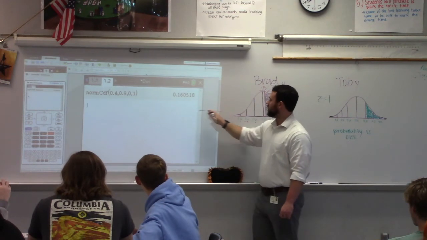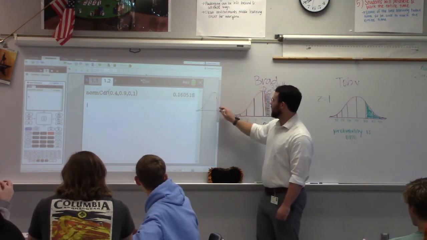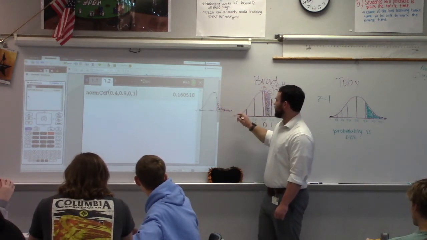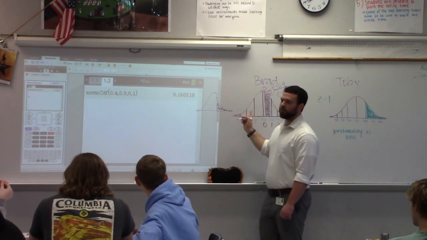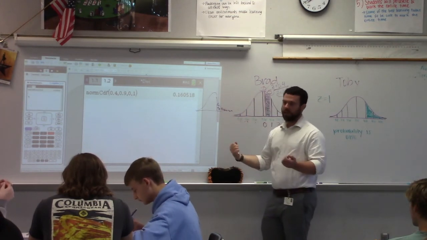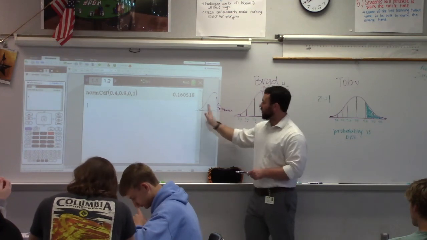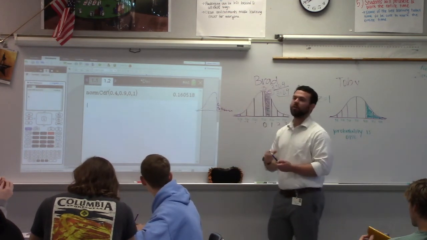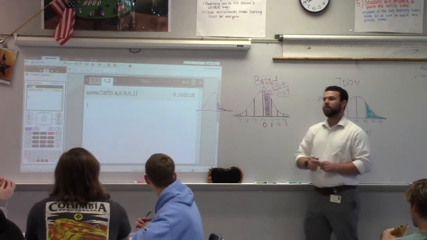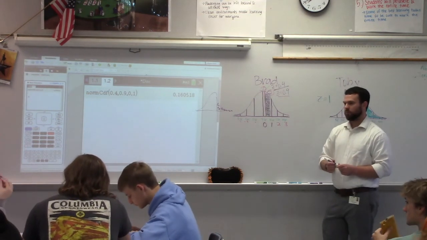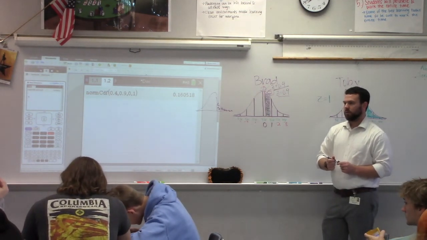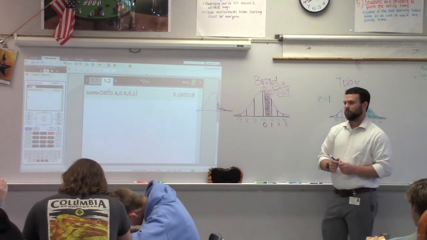If we're looking here and it was all of this, does it ever quit shading to the right? So there would be no upper bound, and that's when we put in like 100 or something. When it shades all the way to the left, that's like a negative 100, because it never quits going. Okay? Yes, Tori? So lower bound and upper bound are z-scores? Yes.